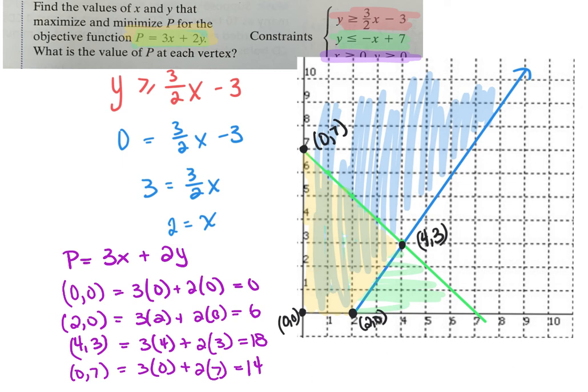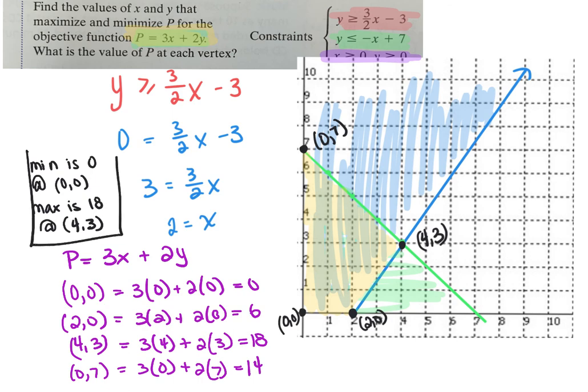They want to know where the maximum occurs and where the minimum occurs, all right? Where the maximum occurs and where the minimum occurs. And so your answer is going to tell me that. You're going to say, well, the minimum, I'll just say min, is 0, and it is at the point 0, 0. My max, what is my max? My max is 18, and where does it happen? At 4, 3. So this whole thing here would be my answer.